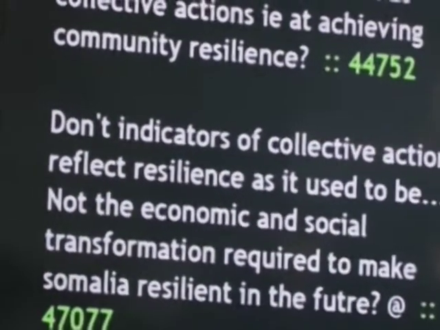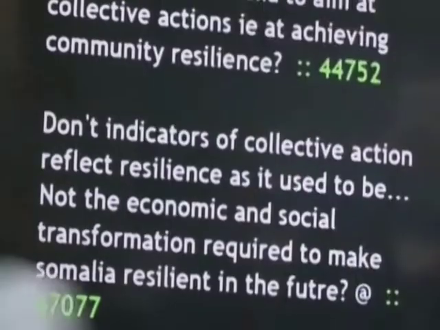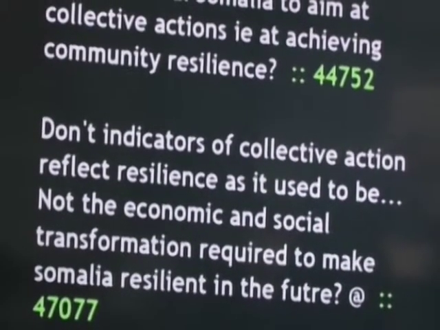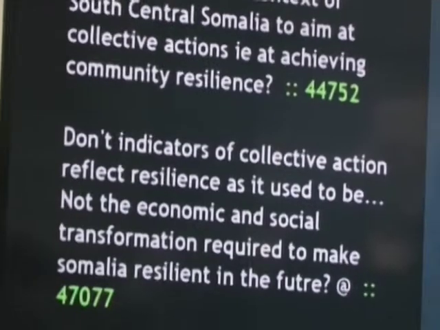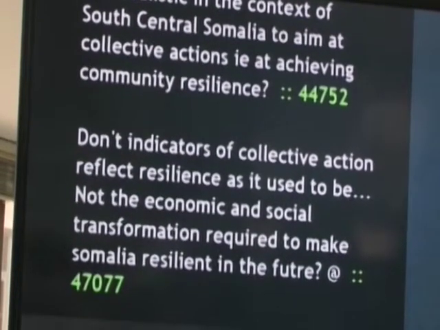I'm going to actually just read out the last question first, because I think it's quite an interesting question. Don't indicators of collective action reflect resilience as it used to be, not the economic and social transformation required to make Somalia resilient in the future? Would you like me to read it again?